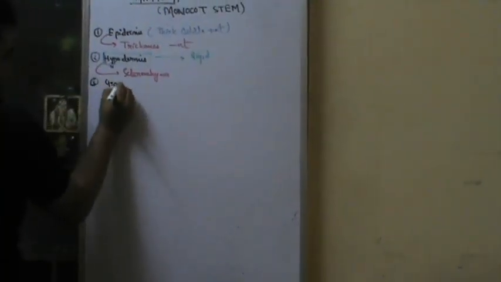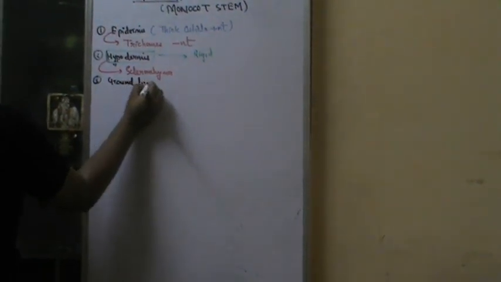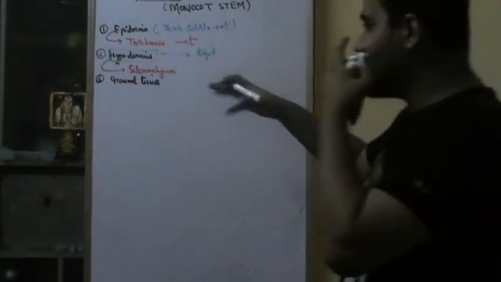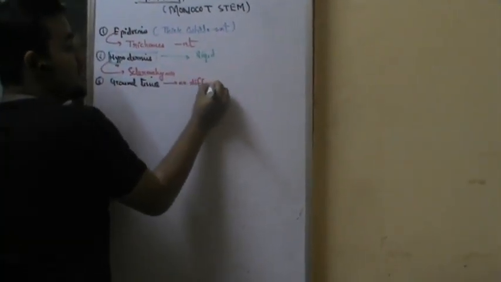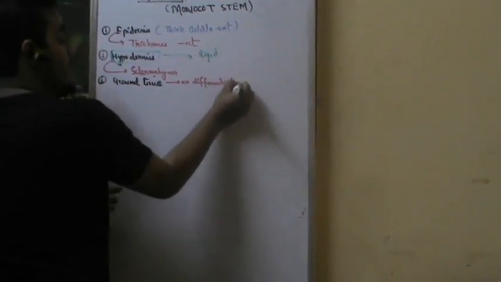Okay, other than this, the third is going to be your ground tissue. There is no cortex actually in case of monocot stem. There is no well differentiated cortex and all. There just exists something which is called ground tissue, large, conspicuous and parenchymatous. There is no differentiation in case of your so called ground tissue.